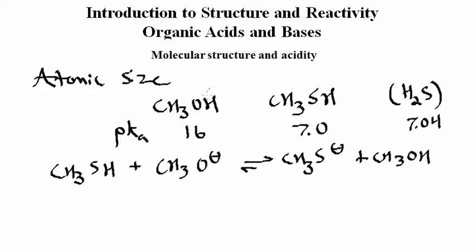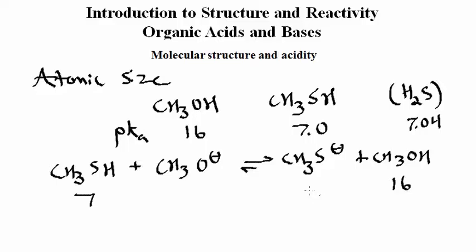So if these two acids were mixed to react with one another, we'd have the methane thiol all the way on the left-hand side as the stronger acid. Our pKa is 7. The methoxide ion is the stronger base. The methane thiolate ion is the weaker base. And the methanol, which has a pKa of 16, is the weaker acid. And so that's why the position of equilibrium lies to the right-hand side, because we have the stronger acid reacting with stronger base to give the weaker acid and weaker base.